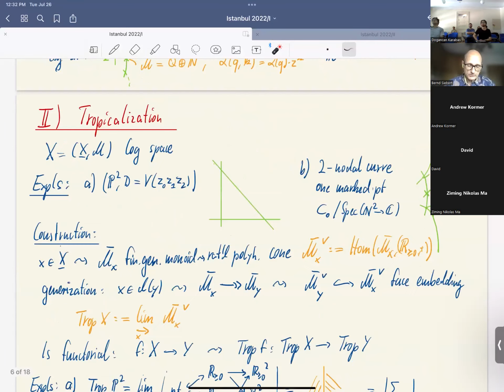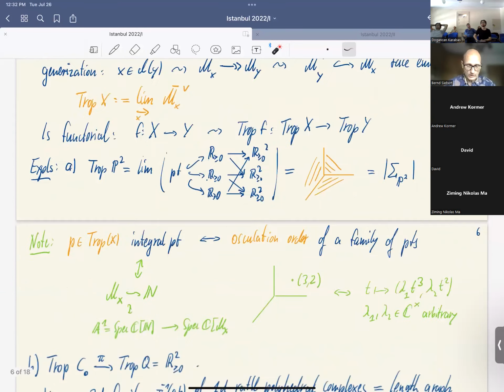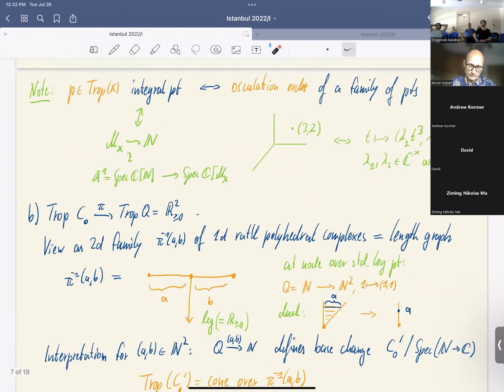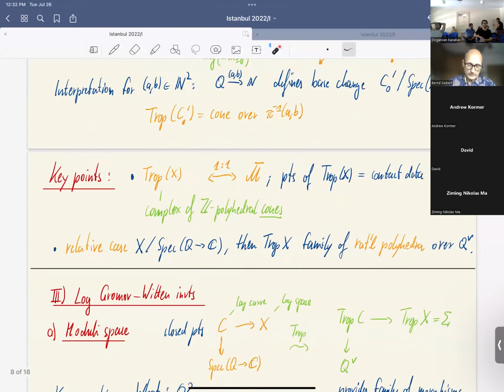And then I talked about tropicalization. That is a functorial process associating to each log scheme a cone complex by dualizing these M bars, these monoid sheaves of finitely generated monoids, dualizing them to get cones and then taking the limit, and that's a cone complex. So with this example here of the tropicalization of P2, you could just get the fan of P2, and the tropicalization of curves over some log point gives families of length graphs. Okay, so those were the key points here.